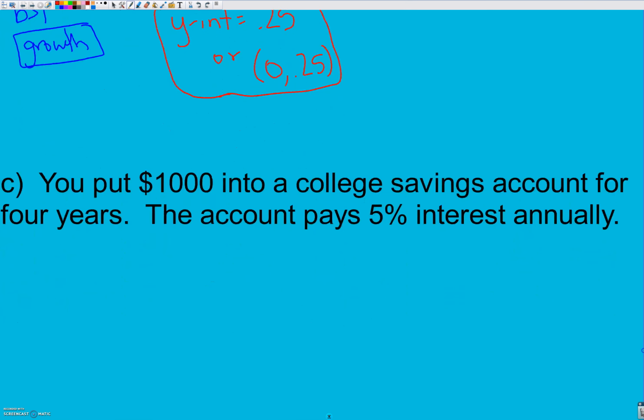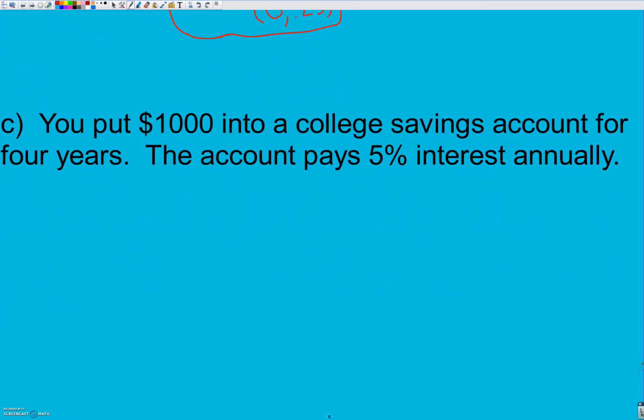How about this one? You put $1,000 into a college savings account for 4 years. The account pays 5% interest annually. Okay, do we think this is going to be growth or decay? As time goes on, is the amount of money in the account going to get bigger, or is it going to get smaller as time goes on? Well, hopefully, since it's being paid interest, our goal in a savings account is to grow our money. So this is going to be growth.